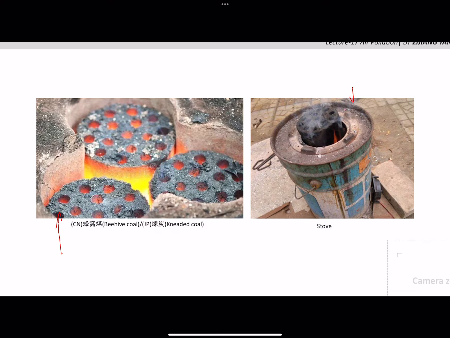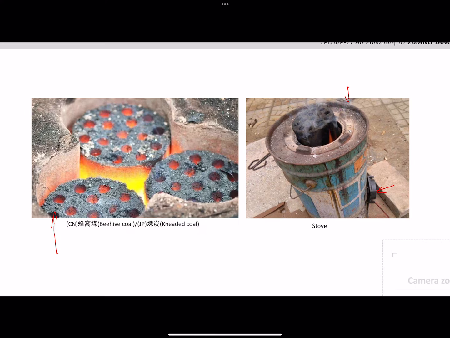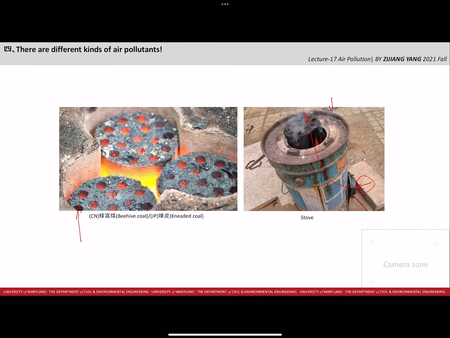Actually, when I was young, I usually saw this in street restaurants where the place is not quite accessible to gas. So people use this to cook. Here's a stove. The air can go in here and then go through the coal to make it burn. In this case, the carbon in the coal reacts with oxygen to form carbon dioxide, and we have heat. So we can use this to cook.